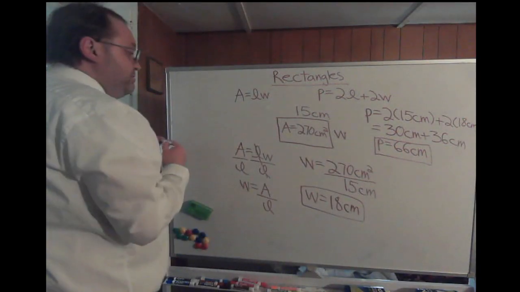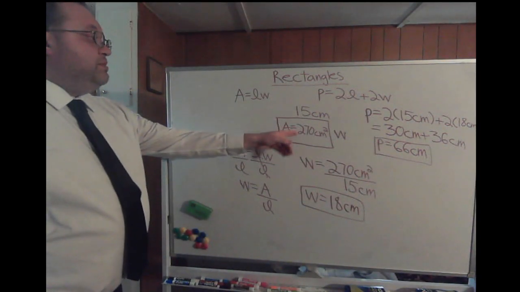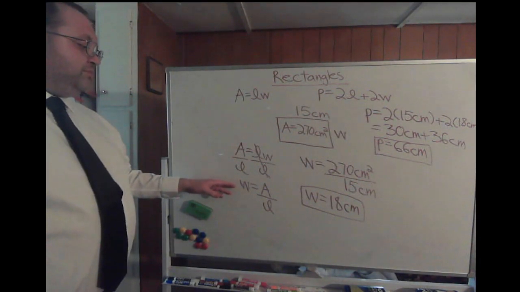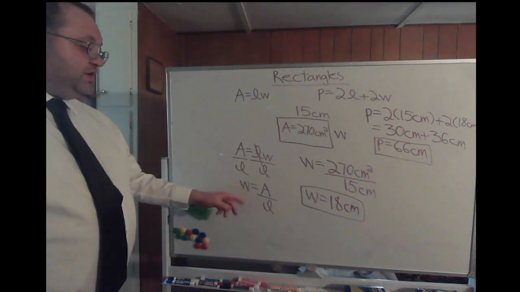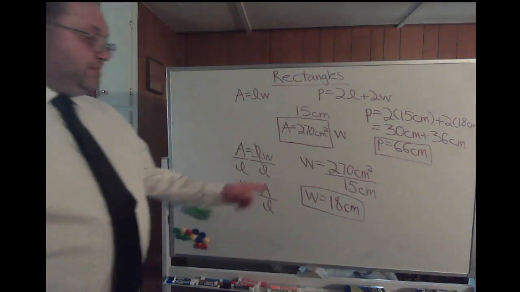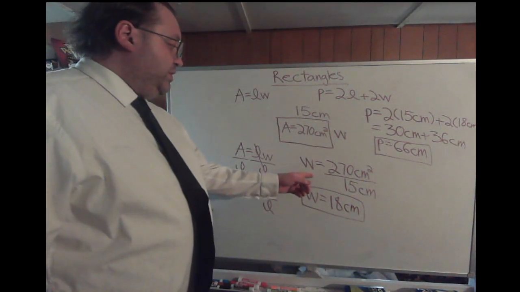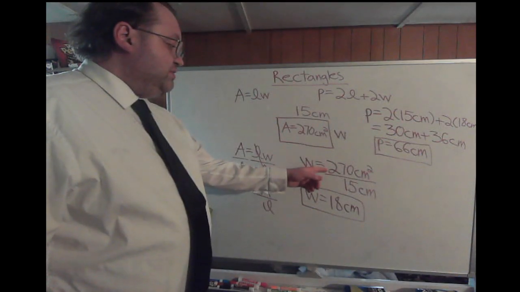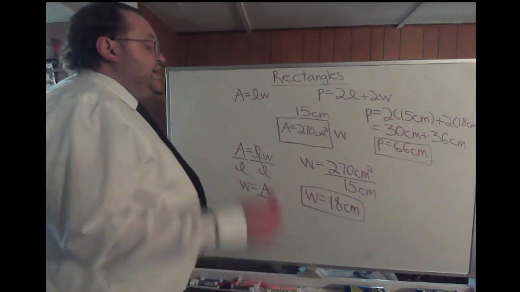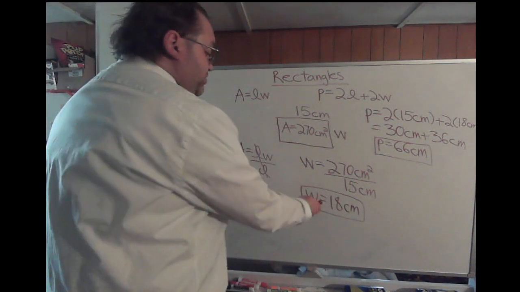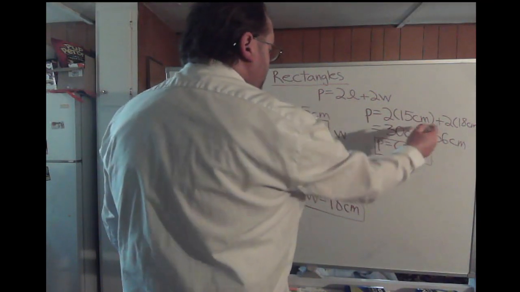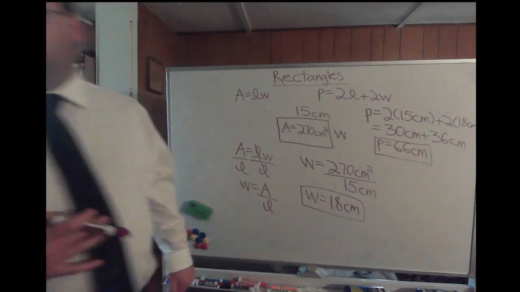So first thing we did, we already knew the area of this and we knew the length. We did not know the width. So we derived the formula for the width by dividing both sides by the length. And what you got was the width is equal to the area over the length. Then we used the formula: 270 centimeters squared for the area over the 15 centimeter length. You got a width of 18 centimeters. Then next, let's say they wanted you to find the perimeter once you knew the width. You would just take the perimeter formula, twice the length plus twice the width, and you end up getting 66 centimeters for the perimeter.